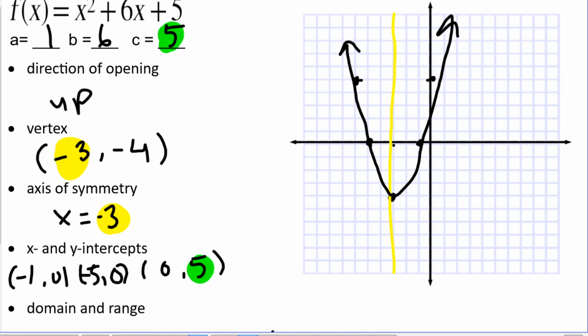And again, this line, your axis of symmetry, is just an imaginary line. It's just to help you. It's not a real part of the graph. It's just a characteristic about the graph. So you don't necessarily want to include it. Or if you do, I'd recommend drawing a dotted line.